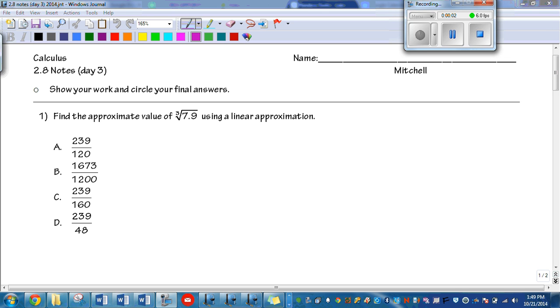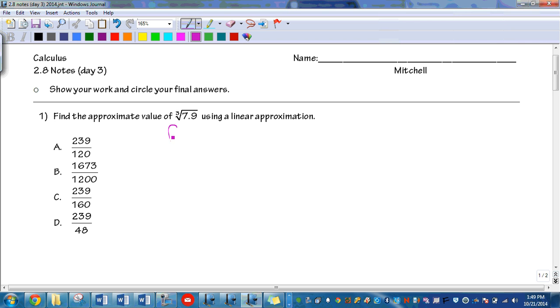Alright, problem one, we're trying to approximate the value of cube root of 7.9 using a linear approximation. So we're basically looking for a tangent line to use to approximate this value. A couple things we have to figure out first is what our function is. Well, we're trying to estimate cube root of 7.9.